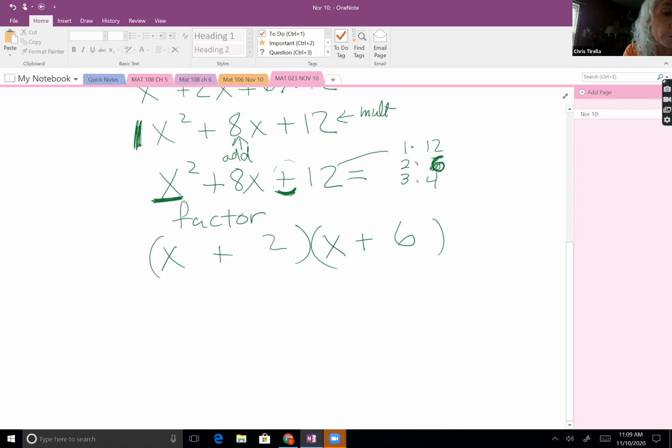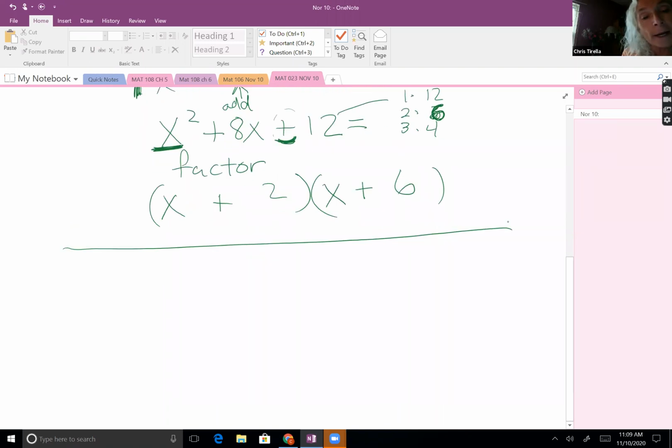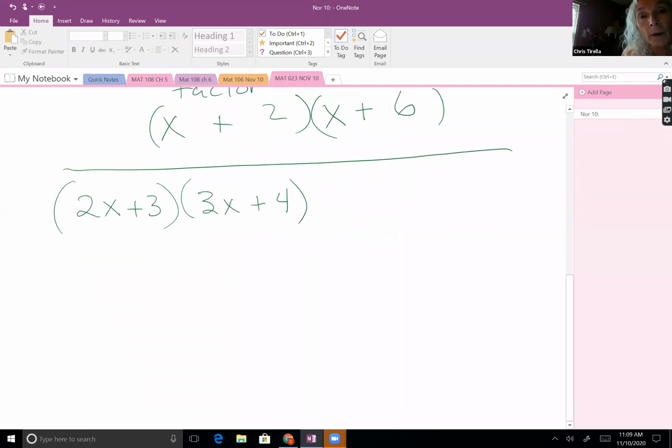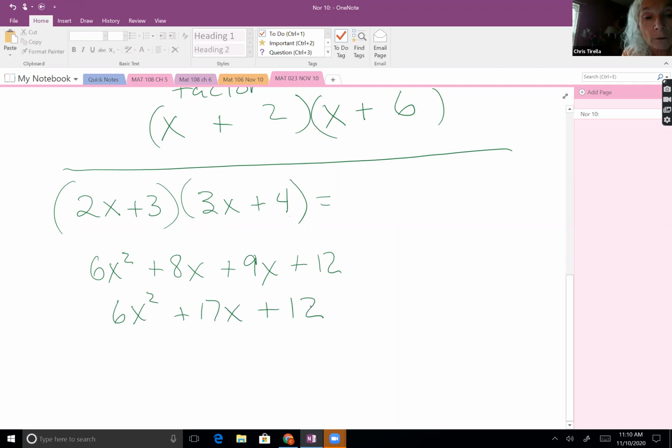Today it's going to get a little bit more involved, because I want to look at, let's say I have 2x plus 3 times, let's say, 3x plus 4. And here, when I multiply this out, first gives me 6x squared, outer gives me plus 8x, inner gives me plus 9x, last gives me plus 12. So I've got 6x squared plus 17x plus 12.